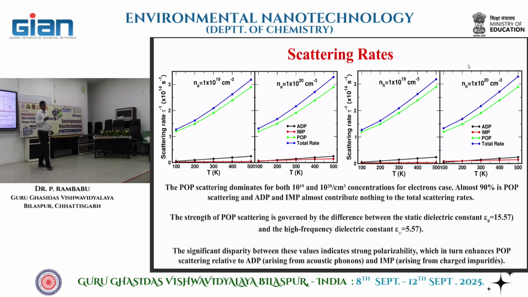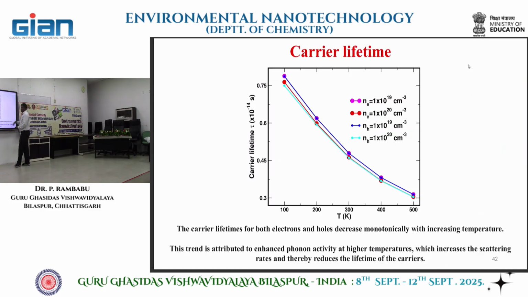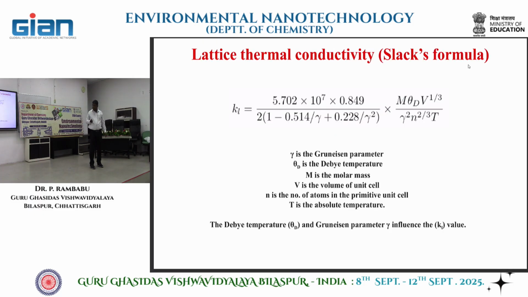Once you know the scattering rate, the inverse of the scattering rate will give you the lifetime. So we can find the carrier lifetime for two concentrations for both n-type and p-type. We can see that as a function of temperature, the carrier lifetime is decreasing monotonically. Why is it decreasing? If you increase the temperature, there is more phonon activity. Due to that, the scattering rate is more. If the scattering rate is more, lifetime is less. And you can see that for both types of carriers, it is decreasing. So now I know the carrier lifetime, and this carrier lifetime is used to calculate the thermoelectric properties.